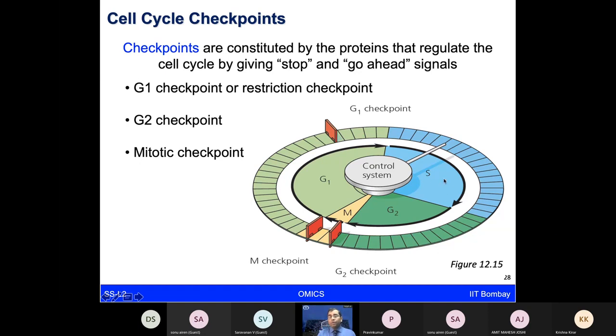S phase is a very crucial phase where all the nuclear material, which contains chromosomes and DNA, is going to be synthesized, chromatin is going to be synthesized, and it's going to get condensed. That's where the replication process happens. But before replication happens, the cell has already ensured that it is good to go from G1 to the S phase.